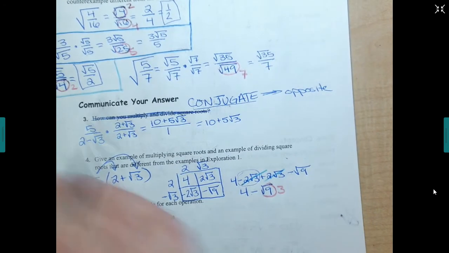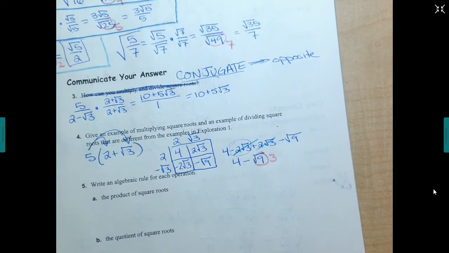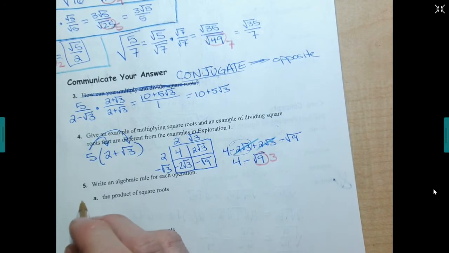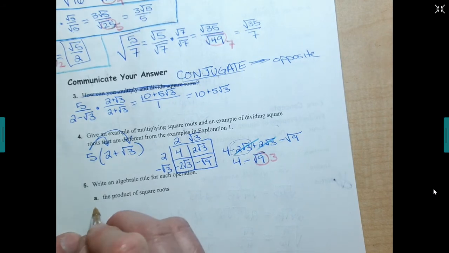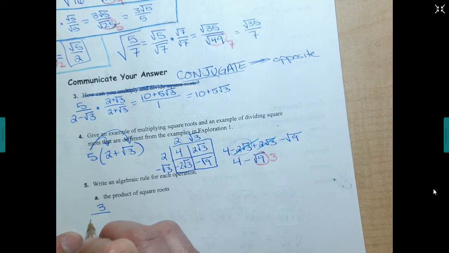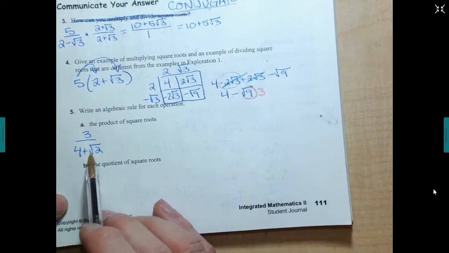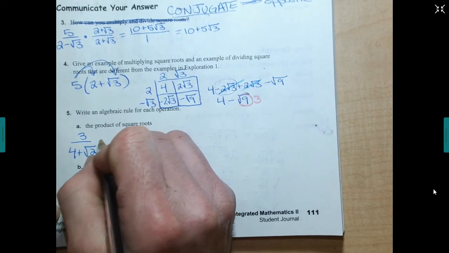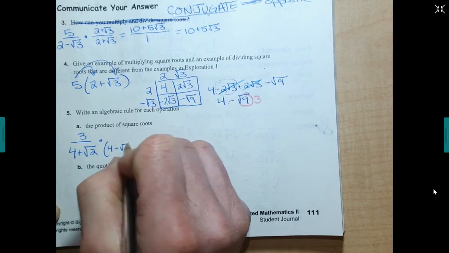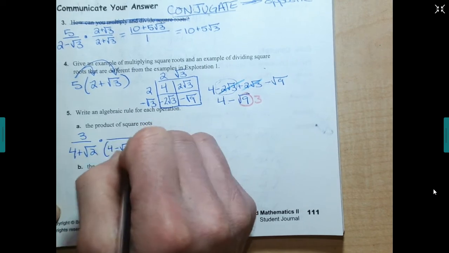All right, so let's do one more where we find the conjugate. Okay, let's do 3 over 4 plus the square root of 2. What's our problem? Our problem is that we have a square root on the bottom. What's our solution? Our solution is to multiply by the conjugate, multiply by the opposite, or minus the square root of 2.